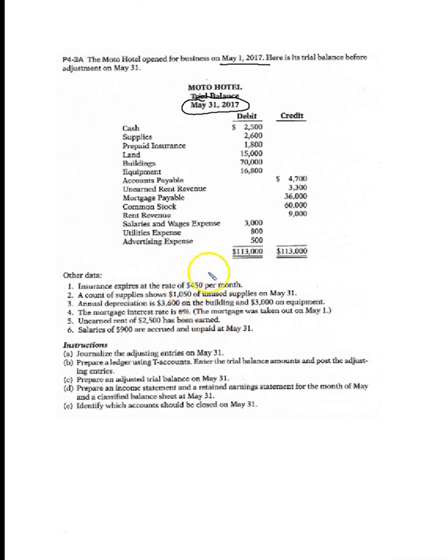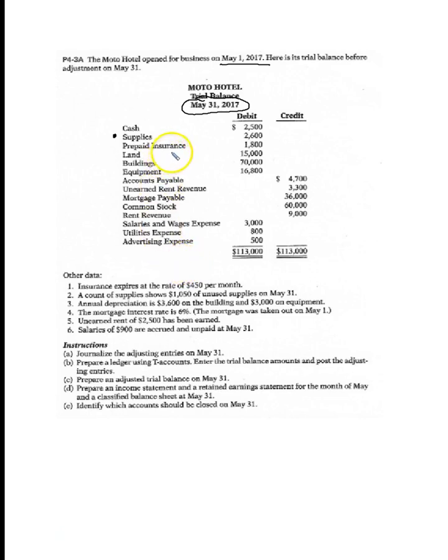Now, if I just look at this, I might recognize some accounts where maybe some of these assets have been used during the month. Here are supplies that we purchased during the month of May. Well, probably by the end of May, we've used some of those supplies. So take a quick peek. You might stop your recording and see if you can identify which ones you think need adjusting.